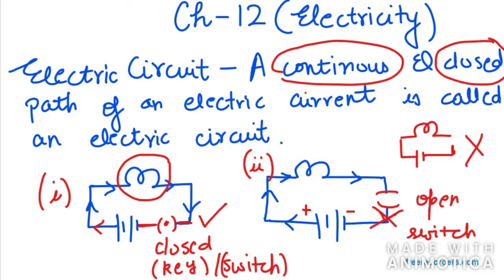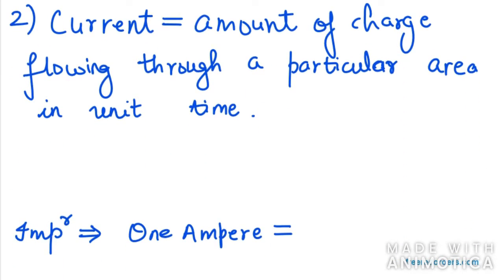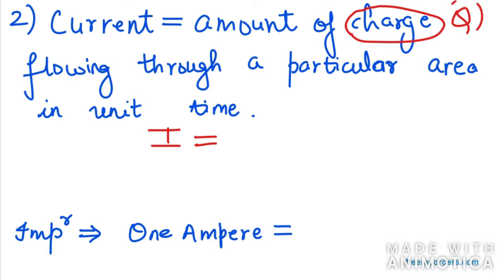Now we need to come over to electric current. So let's move on to the electric current part. Electric current is the amount of charge flowing through a particular area in unit time. So how would we define it in terms of a formula? It is I equals the amount of charge, charge is denoted by Q, so Q over T. This is the formula for current.